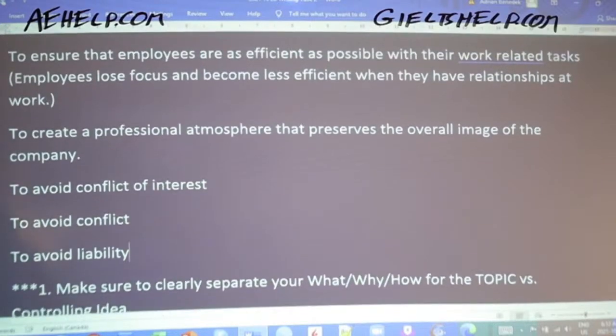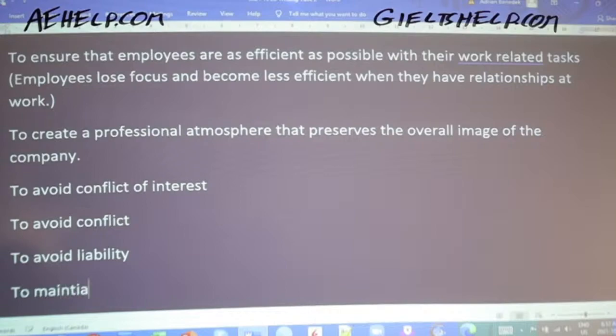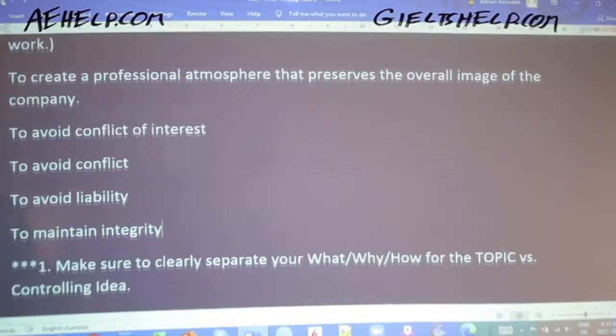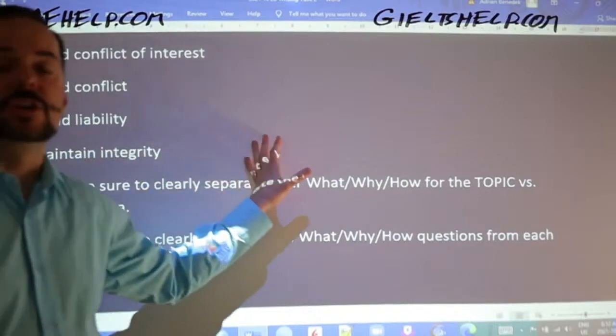Okay, so all of those, yeah, so there's lots of reasons. So to guarantee efficiency, to avoid conflict of interest, if we want to stay on the positive, to maintain integrity, right? Now, suddenly you're starting to realize that, okay, whoa, there's a lot of reasons that a company might impose such rules for their own interest.